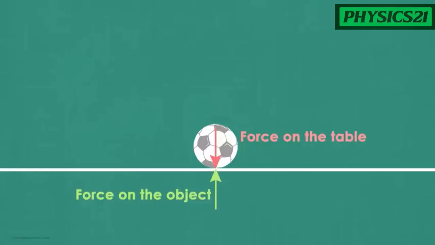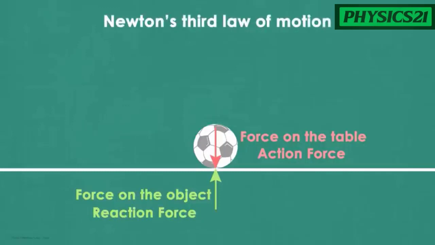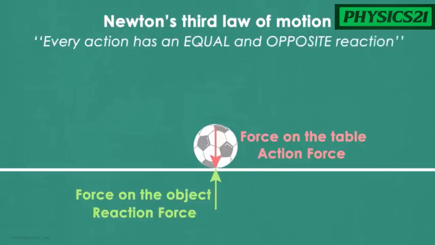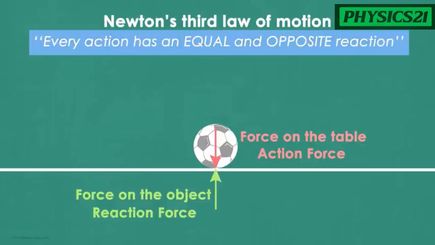These forces are called action and reaction forces. The force exerted by the object on the table was an action force, and the force exerted by the table on the object is the reaction force. What we saw here is nothing but a display of Newton's third law of motion. Every action has an equal and opposite reaction. That's how simple the third law is. Every action has an equal and opposite reaction.